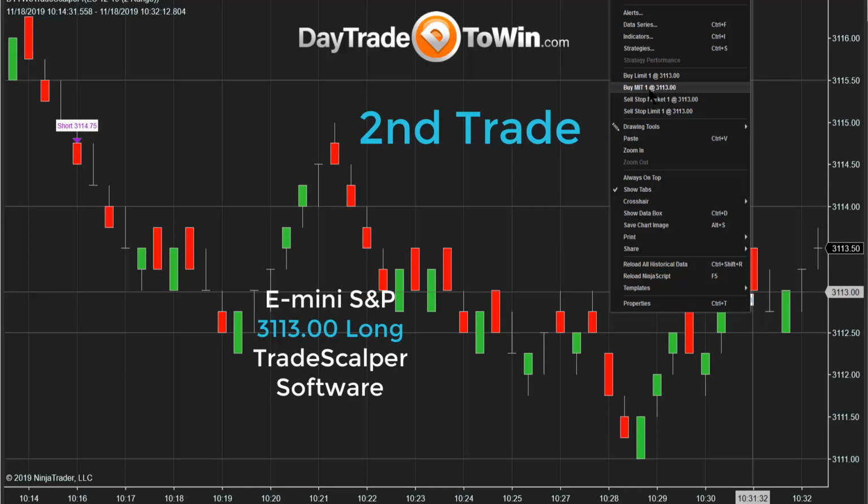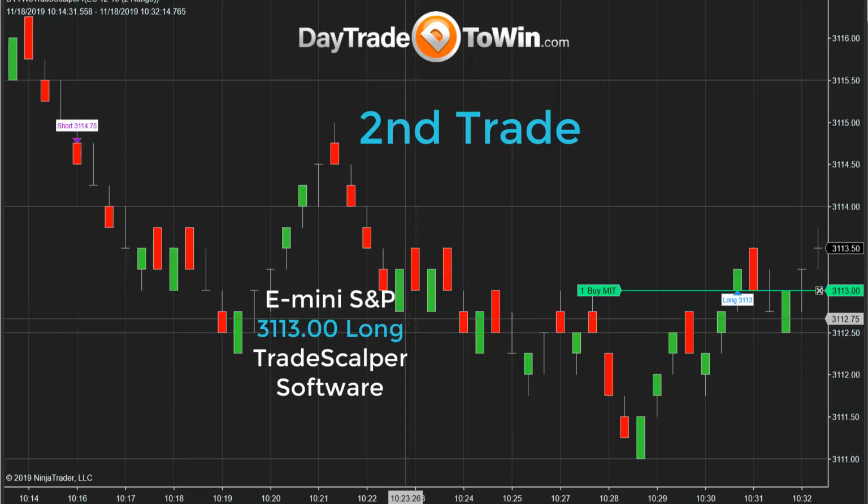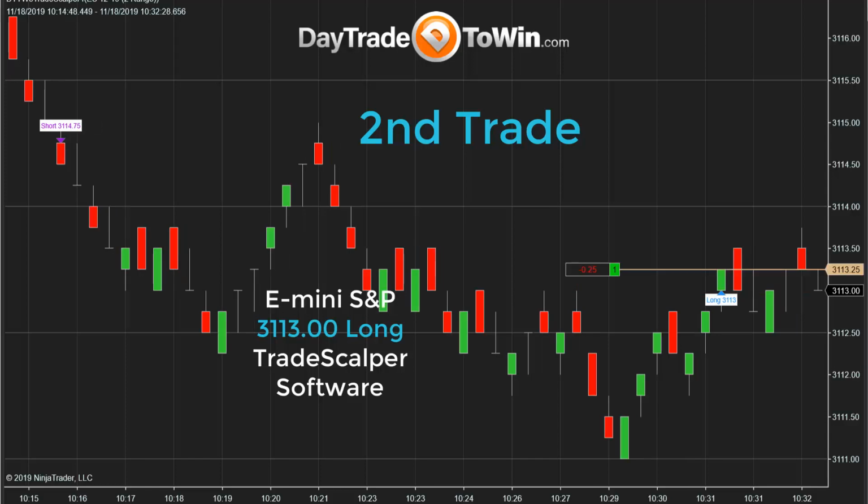I'm going to use a market if touched order. So when this touches the price 31.13, I'm automatically filled. Now I may have one tick of slippage because that's what a market if touched order does. It initiates a market order once that price is touched, which it did. You see 31.13 and a quarter, which is one tick of slippage. And that's fine. I still have my target.